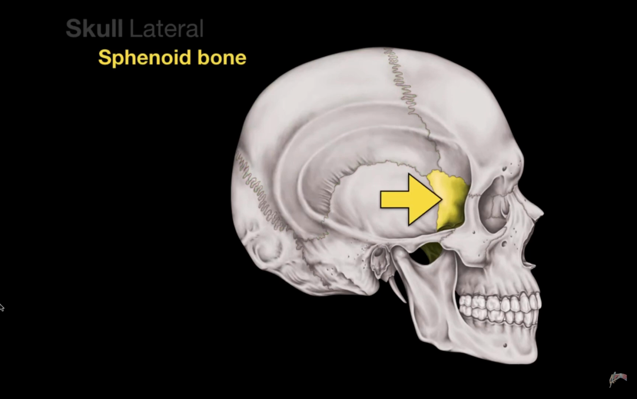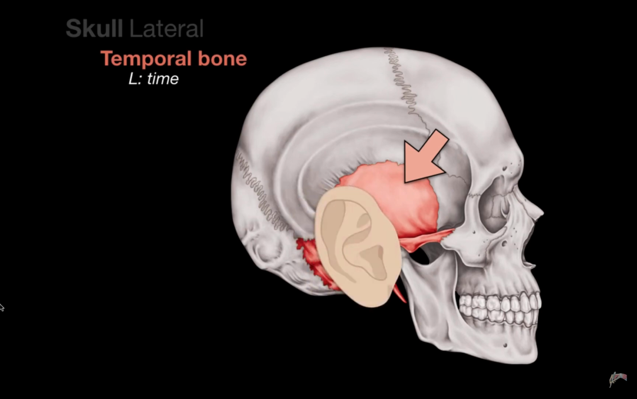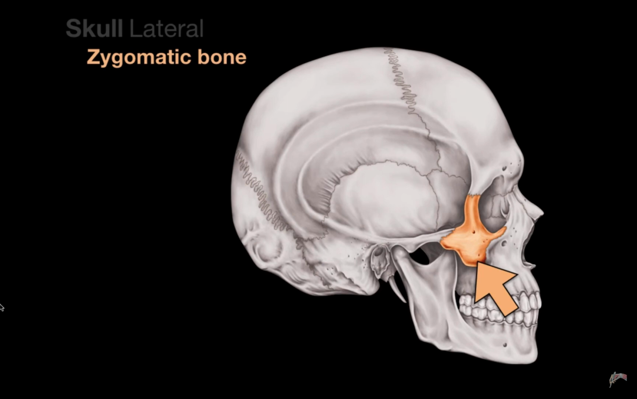Sphenoid bone located here, it forms right behind the orbit. And then the temporal bone, which is located right there in this salmon color. And temporal means time, because if you add the ear onto that, that's where gray hair usually comes. And so when you take a look at the bone underneath where usually gray is, that's why it's called the temporal bone. The zygomatic bone is located here, where that word zygomatic means to yoke or bring together. I'll talk about why that's the case in a minute.